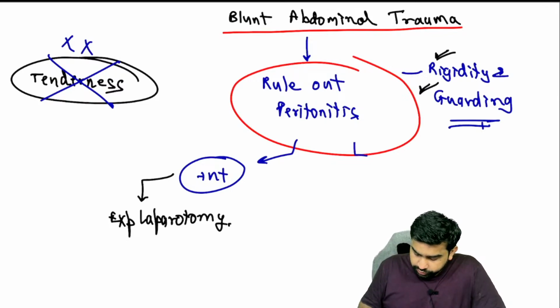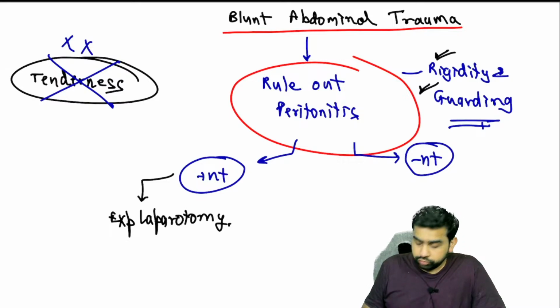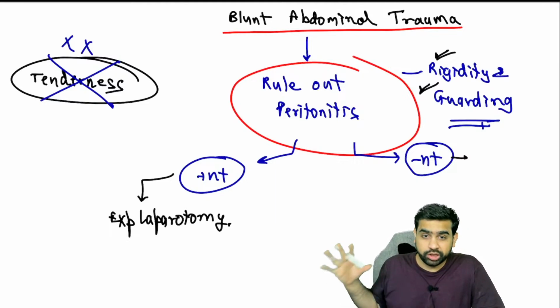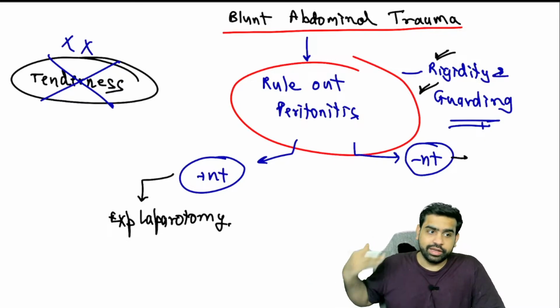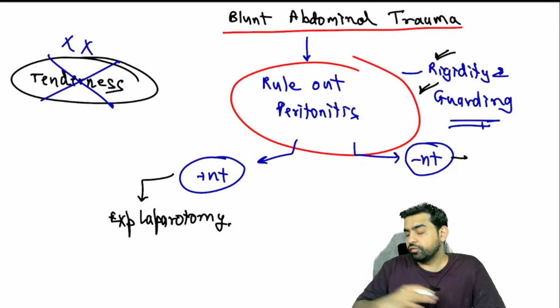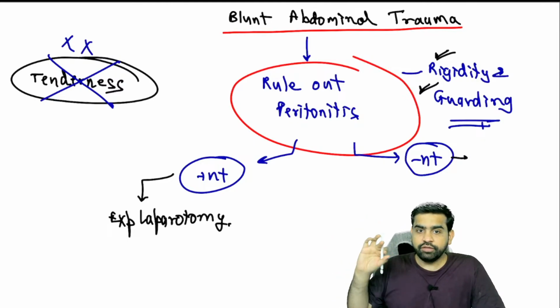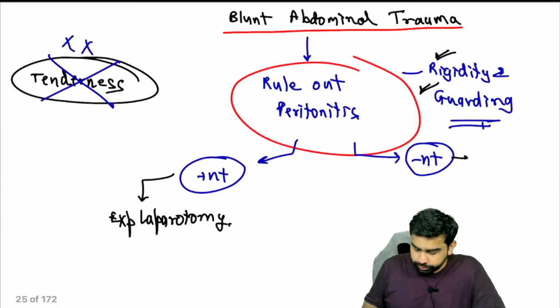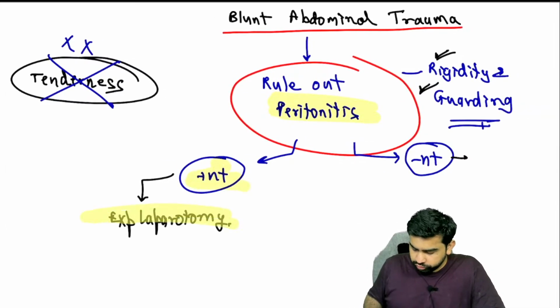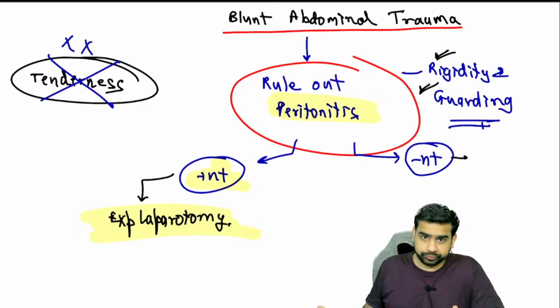But if the features of peritonitis are absent, then we will see what you have to do. Please understand this. I am stressing on this so much because many times they might give you a patient with a blunt abdominal trauma, hemodynamically stable, with all the parameters, and very subtly they will say that on abdominal palpation there is rigidity and guarding. So what is the next step? If the features of peritonitis are present, you know that you have to do an exploratory laparotomy. Understood?